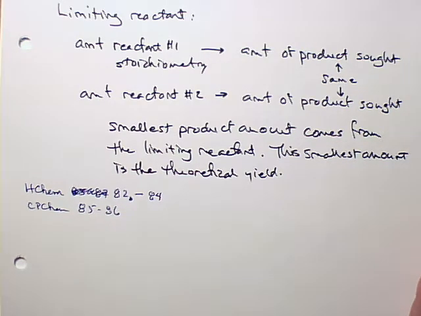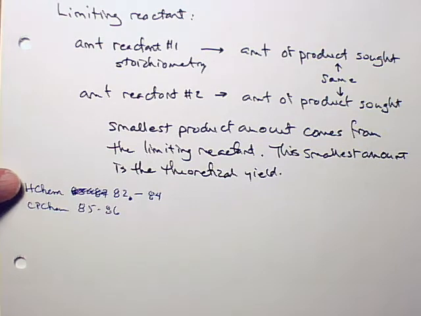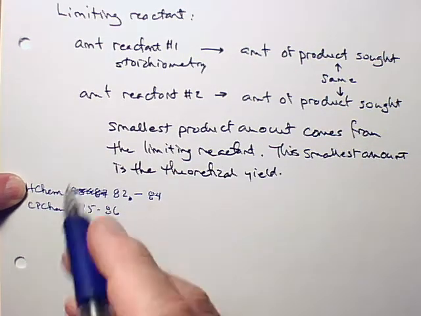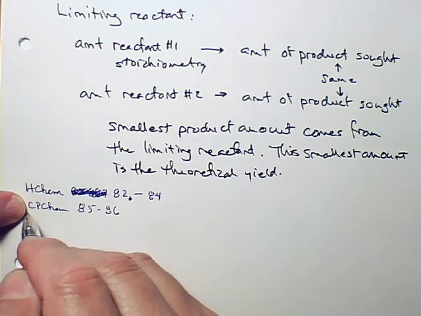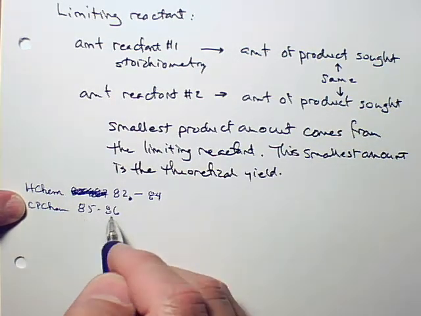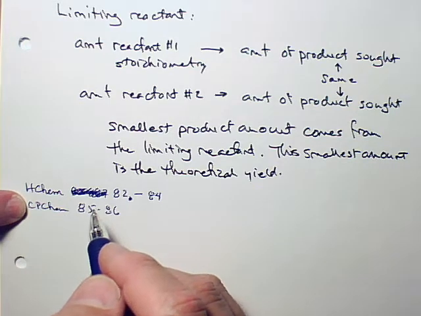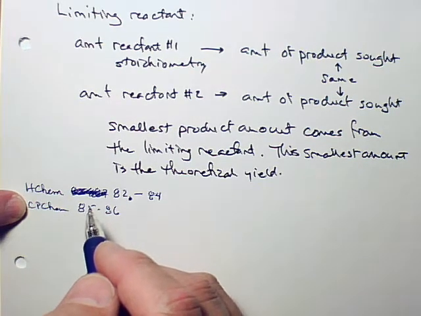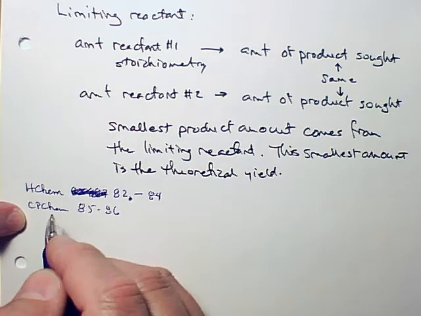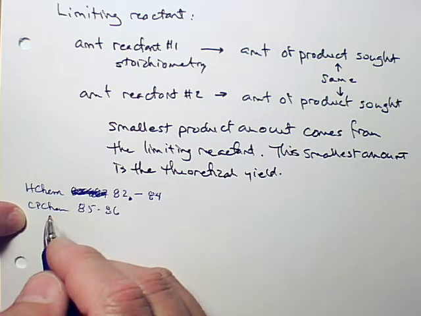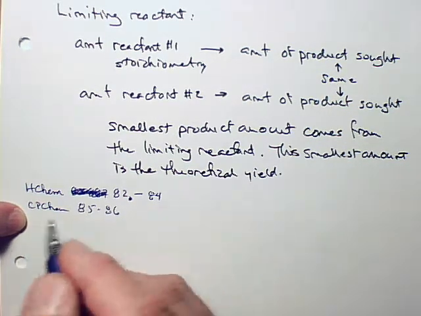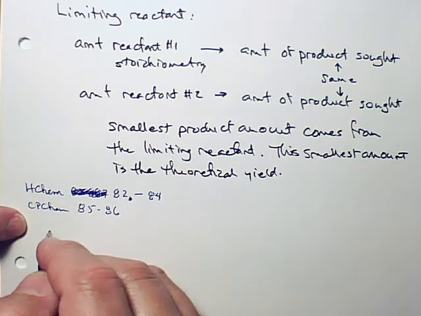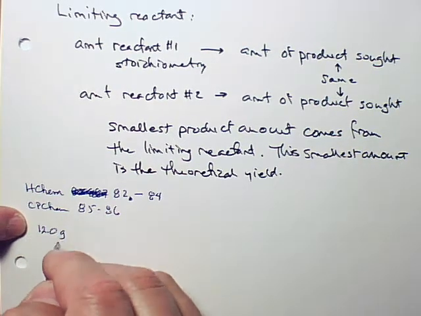All right, so what we're looking at here corresponds to the Honors Chemistry Practice Final Exam, questions 82 through 84, and that's the same as the CP Final Practice Exam, 85 through 86. The question starts with, in 85, you have 12 grams of each reactant, and want to know what mass of a product is going to be produced. And then we're going to go through the whole percent yield, limiting reactant, that sort of thing. So we're going to have 12 grams of each reactant.